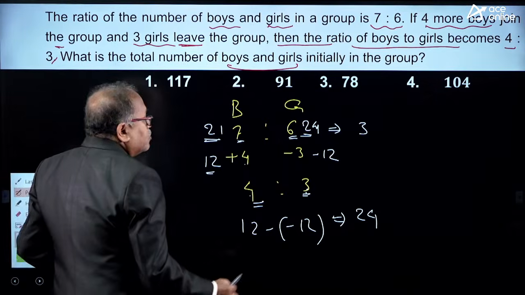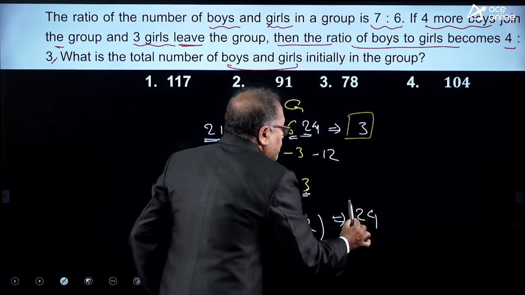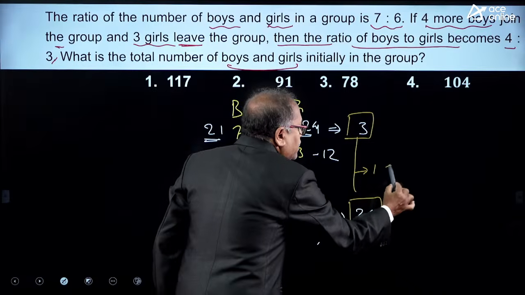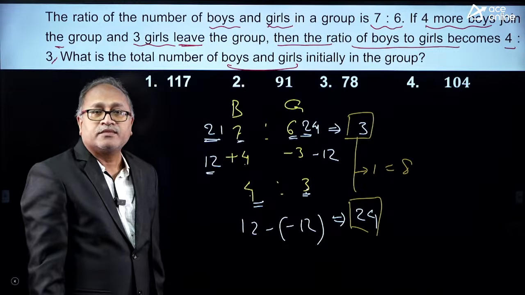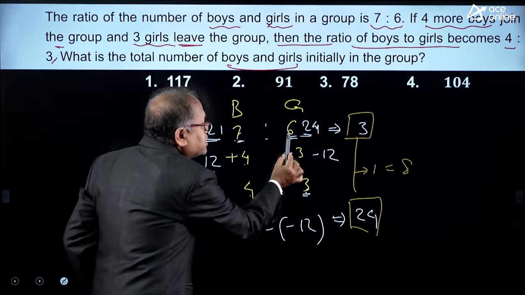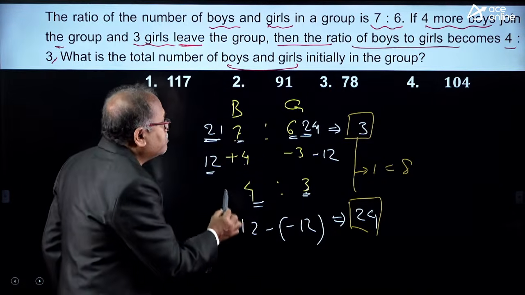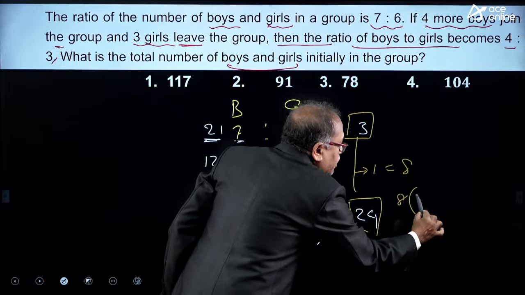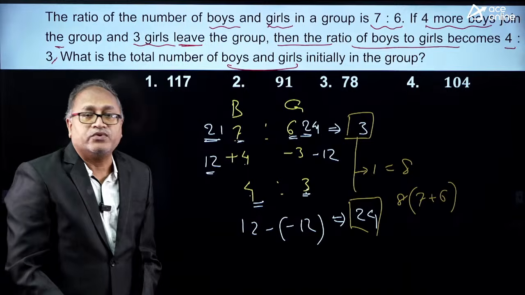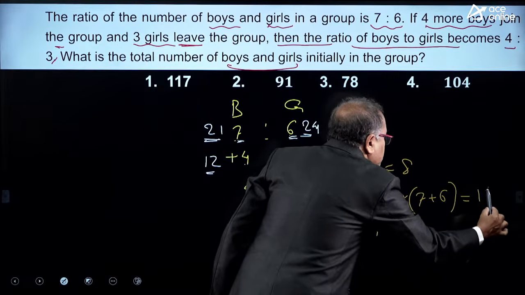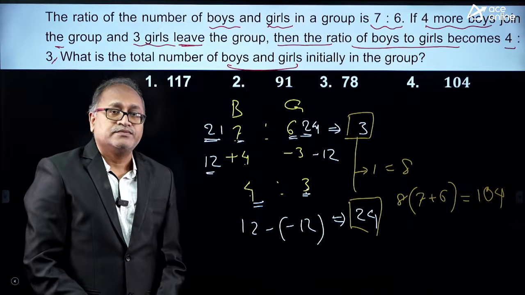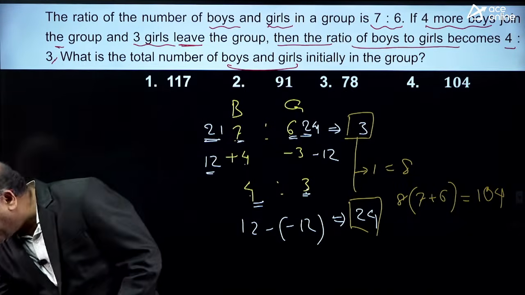Now my young friends, notice this one. Here it is 3 parts, and the 3 parts value is 24. Obviously 1 part value will be 8. Got it? I need the total number of students. So here 7 parts plus 6 parts, 13 parts, and 13 into 8 is 104. So the total number of students is 104. This is the least possible way I can answer it, taking the least time.